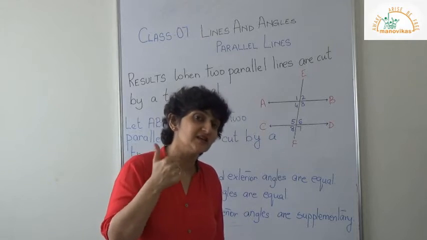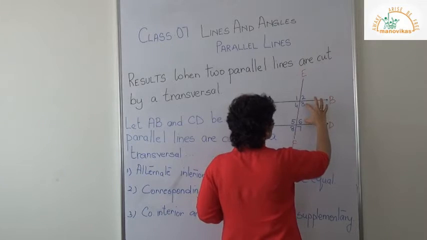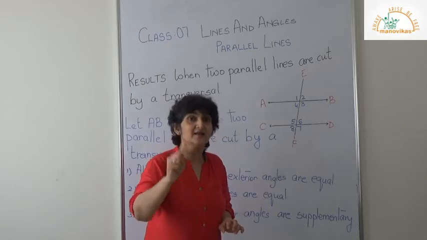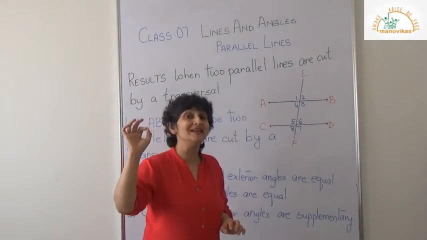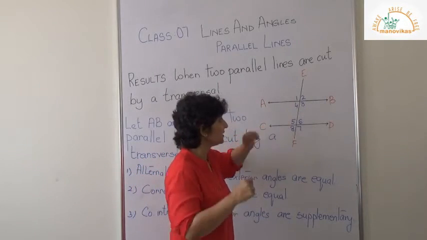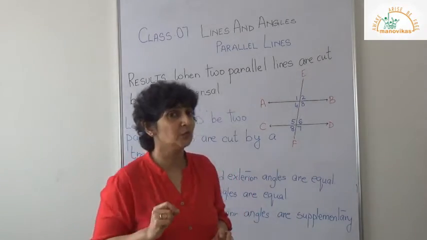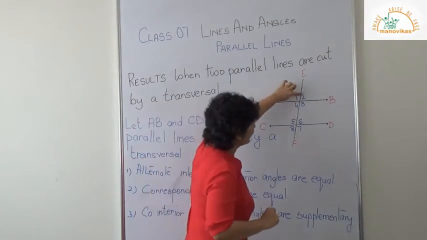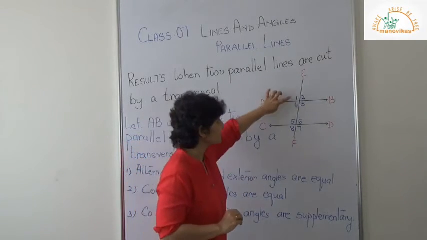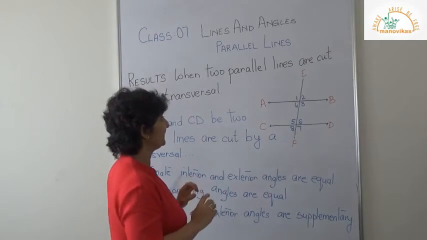So, whenever you have two parallel lines and they are cut by a transversal, I repeat, co-interior and co-exterior angles are supplementary, means when you add, for example, these are your co-interior angles, correct? 3 and 6. So when I add 3 plus 6, it should be equal to 180. That is your supplementary angle. Same way here, angle 4 plus angle 5, when I add, it should be equal to 180 degrees. Angle 2 plus angle 7 is equal to 180 degrees. Angle 1 plus angle 8 is equal to 180 degrees.